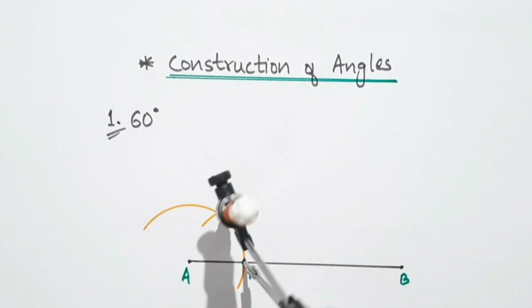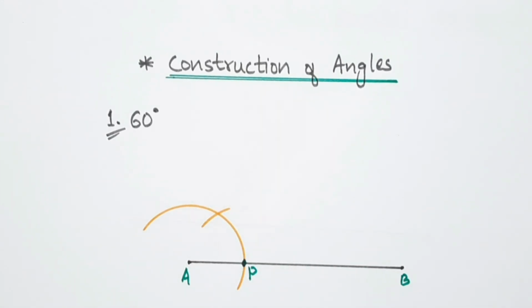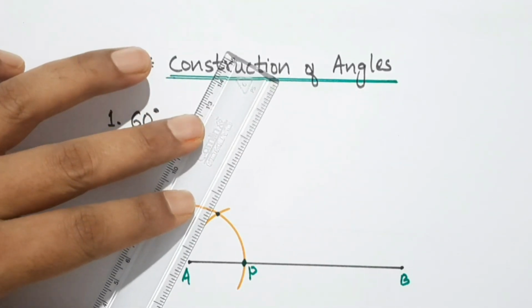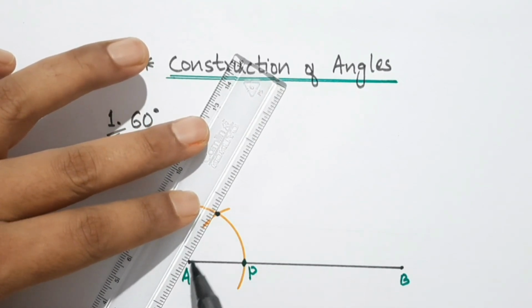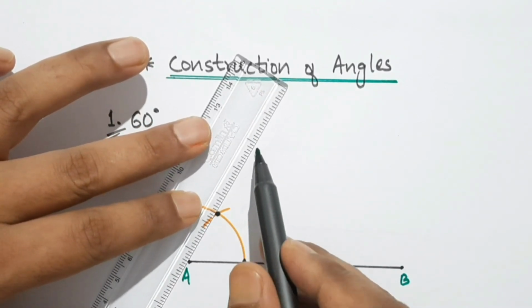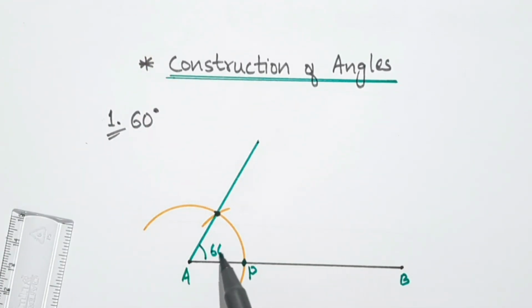The radius of the compass should be the same. Now here the arc is cut down here. So now we are going to draw a ray from A passing through this point. So this is our 60-degree angle.